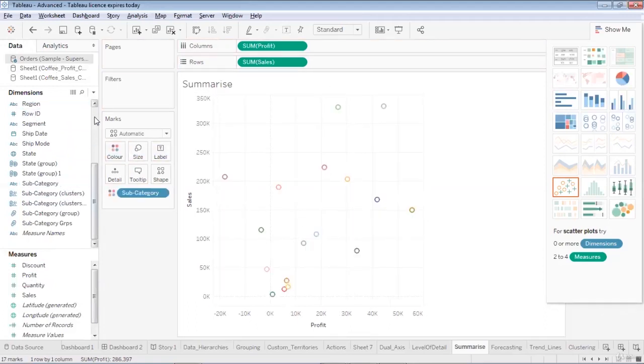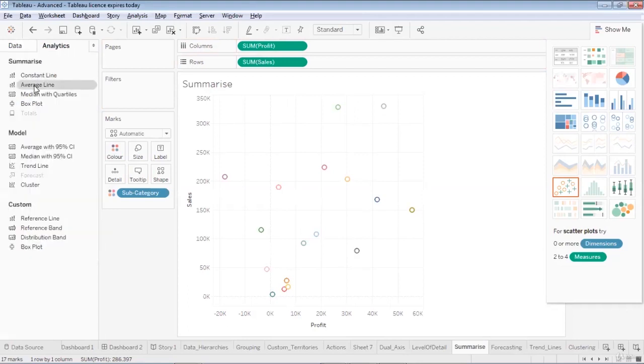Now if I would like to see, I'll go to the analysis tab. Now I would like to have the average lines. So corresponding to all the subcategories, sales and profits, what are the average lines that would be visible over here? So if I talk about the profit axis, the average profit across the subcategory of products is 16,847. So I see a vertical line over here.